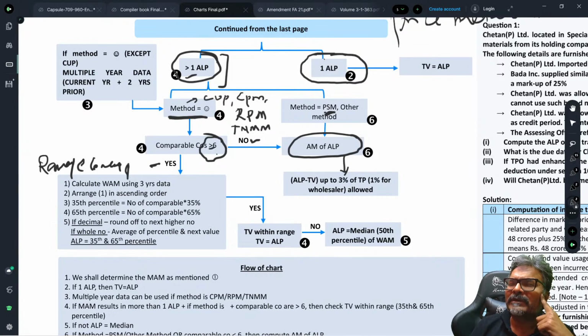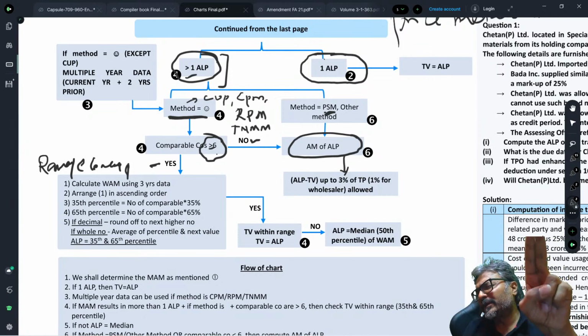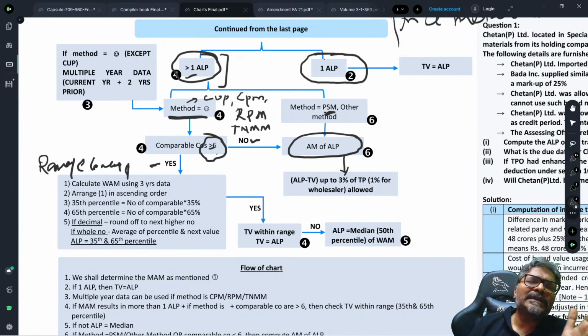Against 4, whatever is the ALP, that is your final answer. And that is what you are going to select for the purpose of doing the comparison with the transfer price. The difference will be the final transfer pricing adjustment that you have to do. Now there is a second particular point here, just keep in mind. Supposing the data set is, instead of 7, it is 8.